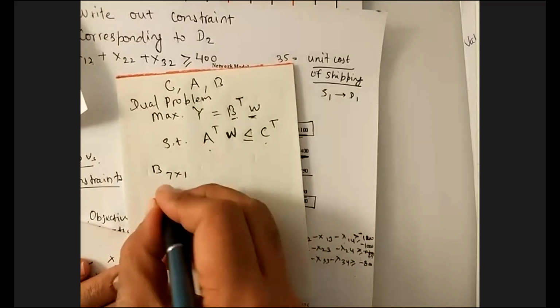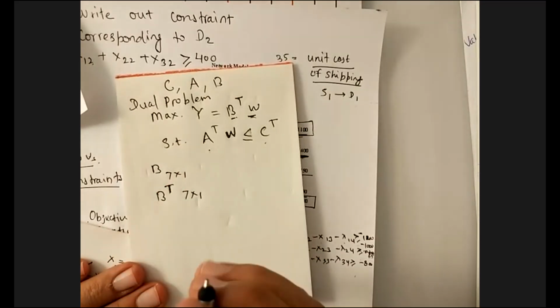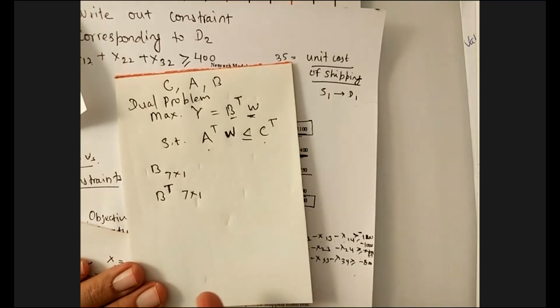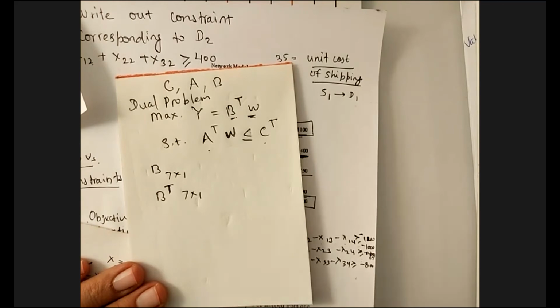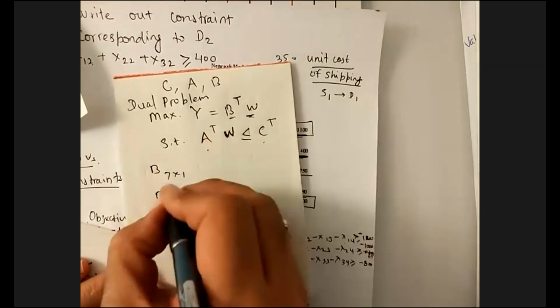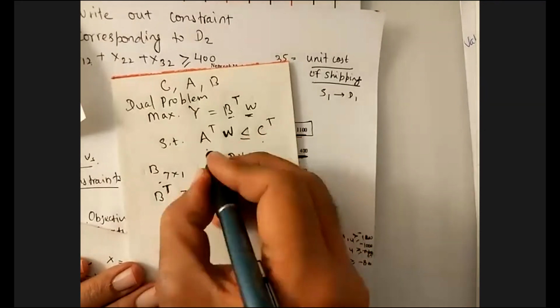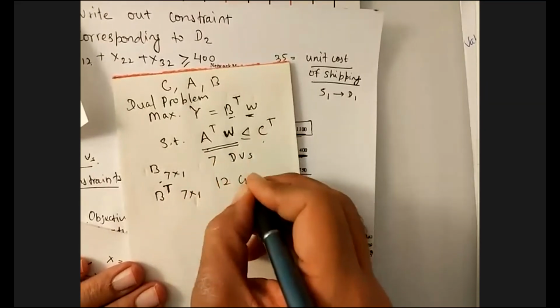Now, if you want to multiply this, okay, so I want to maximize this. Because B is size 7, that means I have 7 DVs. And then if you think about how many constraints you're going to have, 12 constraints.